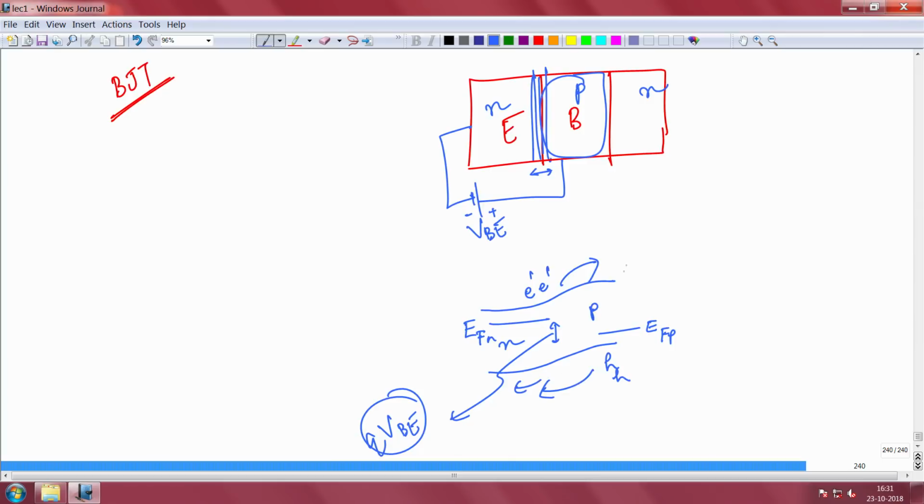Okay. Now, this junction is reverse biased. So, essentially what you will do is that you will put a positive bias here and negative bias here, sort of.